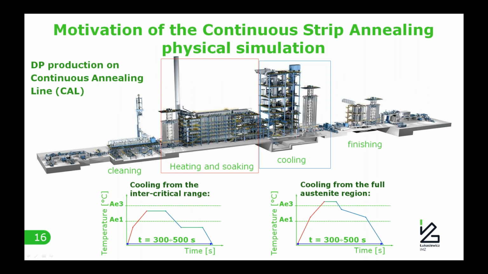Typically, the structure of DP steels is obtained by annealing in the intercritical range, austenite plus ferrite, followed by controlled cooling at rates allowing the transformation of austenite into fresh ferrite and subsequently into martensite. Although this category of steels has been known for over 30 years, new grades with improved properties are still under development. Another way to produce DP steels is continuous annealing in the full austenite region followed by complex cooling. Both of these processes are fast and take about 300 to 500 seconds.